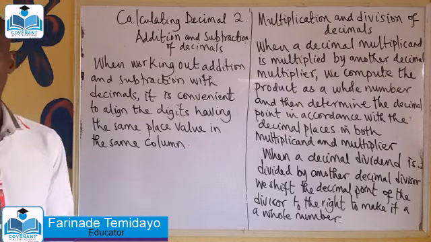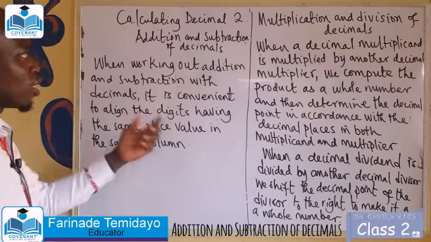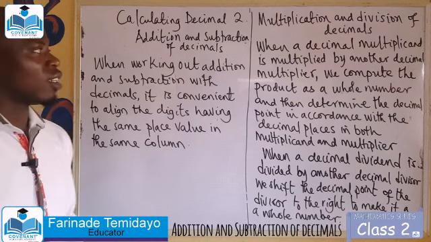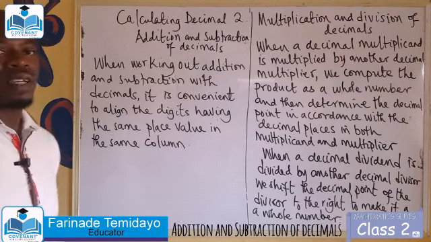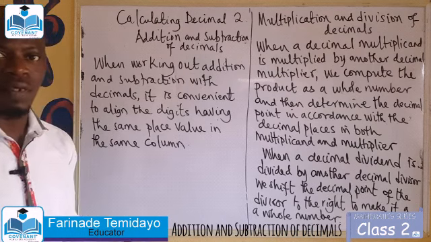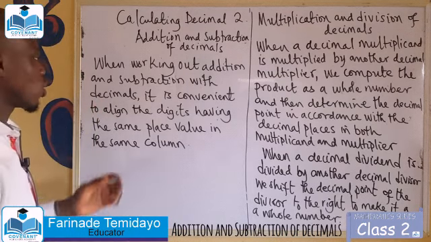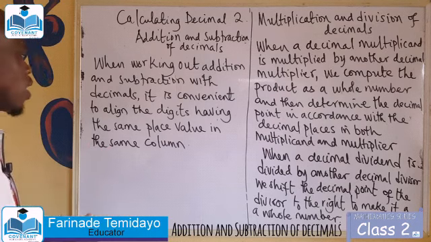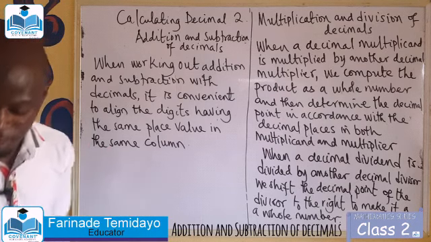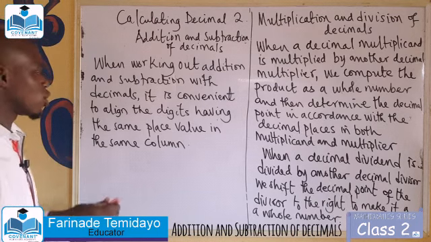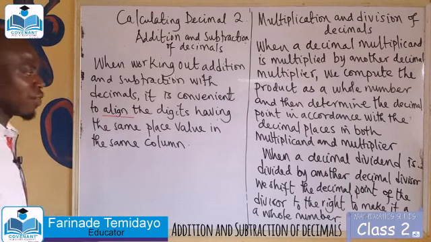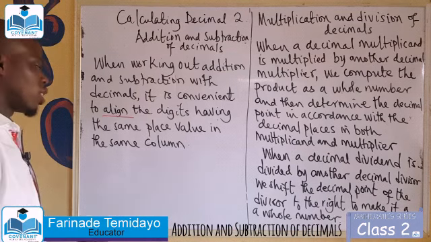And what we are considering in this lesson for today is addition and subtraction of decimals. Now, when you talk about addition and subtraction of decimals, what are the basic things that you need to put into consideration? When working out addition and subtraction with decimals, it is convenient to align. That word align is very important. As you can see, to align, very important. The digits having the same place value in the same column.